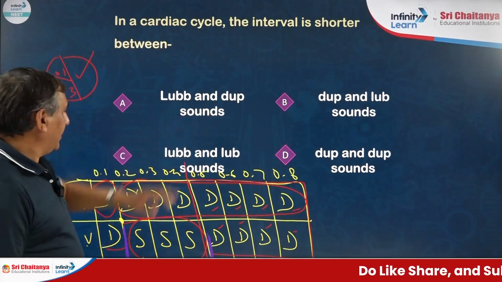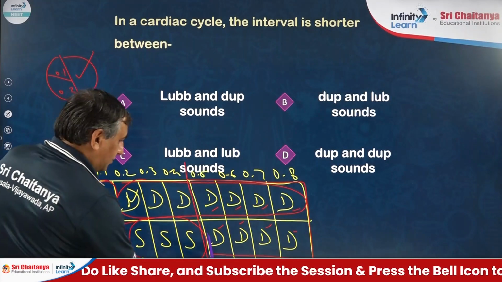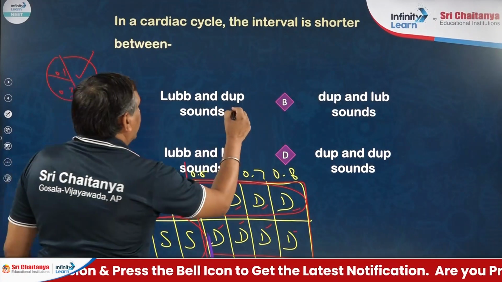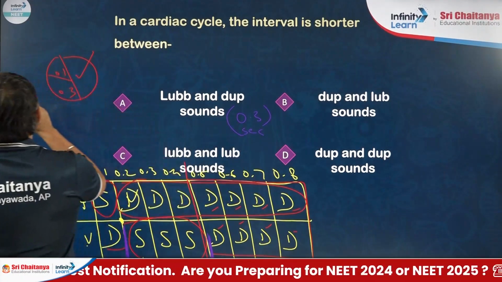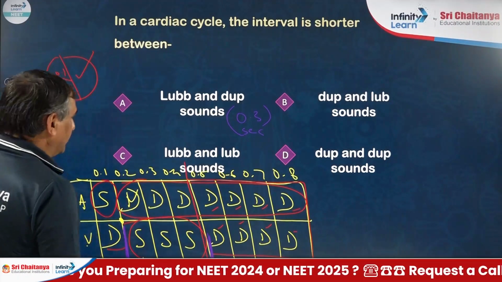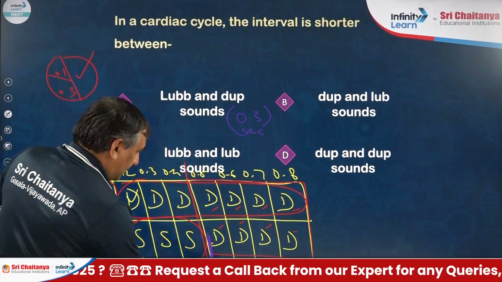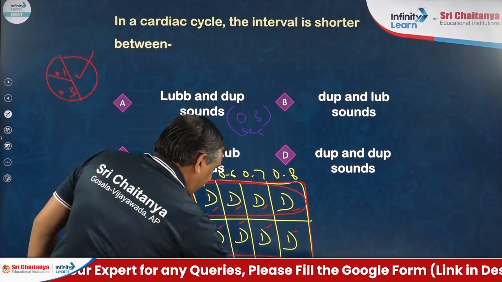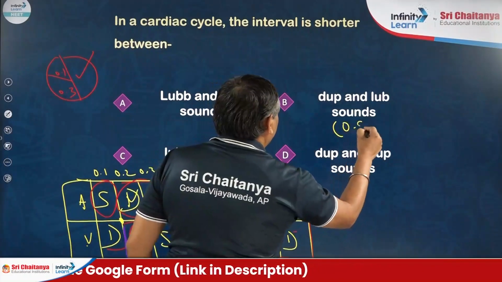Lub and dub. What is the duration? Lub here 0.1, dub 0.4. So, what is the duration? 1, 2, 3. What is the duration of lub and dub? 0.3 second. Are you getting? Dub and lub. This is dub, this is lub. So, 1, 2, 3, 4, 5. What is the duration? 0.5 second.